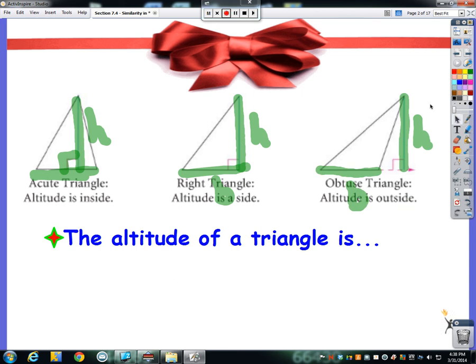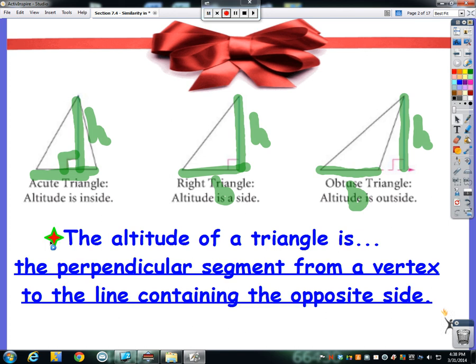Okay. Now the more appropriate term we should call the altitude, besides just the height, it's the perpendicular segment from a vertex, aka from an angle, to the line containing the opposite side, aka the base. So you can kind of think of vertex as an angle, and the opposite side, you can kind of think of that like the base. Okay, so it's essentially the height of a triangle, if you will, is the altitude.